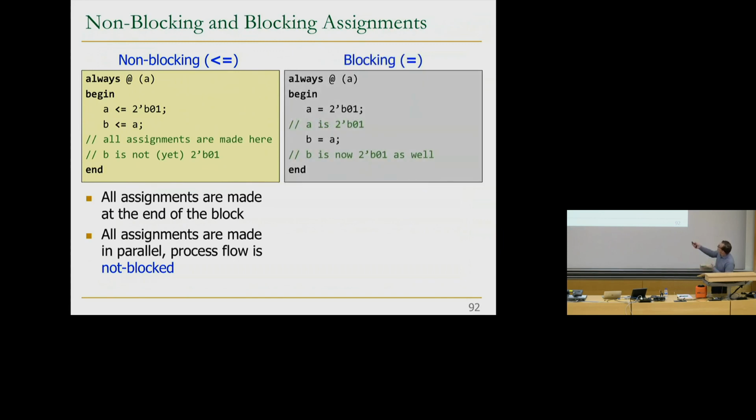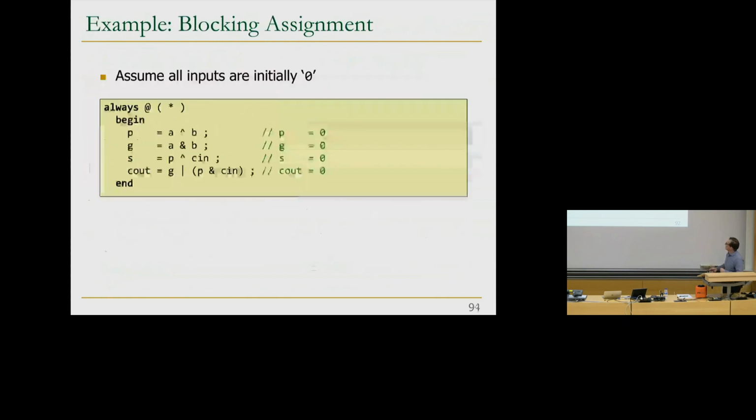Whereas this one, blocking, is you make this assignment first, and then you make this assignment after that. So the A value is updated before you make this assignment. So it's strictly sequential in terms of the execution of each statement. And the only difference is this less than sign over here. So it's easy to make mistakes over here, unfortunately, so be very careful when you're doing this. Each assignment is made immediately, and the process waits until the first one is complete; it blocks progress.